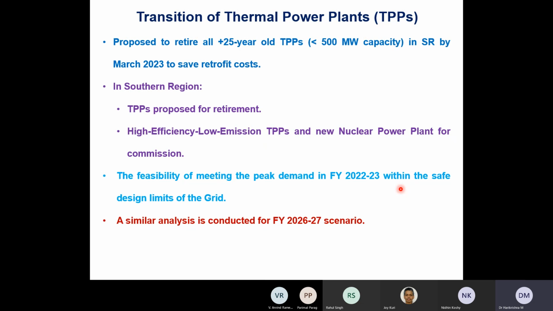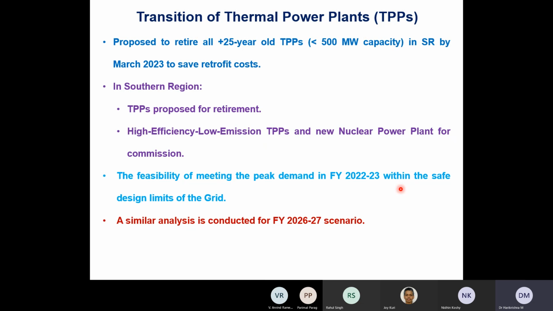as well as in order to improve them, it is considered that old thermal power plants, old here meaning those older than 25 years and with a capacity of 500 megawatts, are considered in order to save the retrofit cost also, because in order to improve their performance, an investment may be required. Therefore, what we propose is to retire the thermal power plants. Also, there will be renewable energy sources, and thermal power plants which are under commission may be considered in order to meet the projected peak demand.